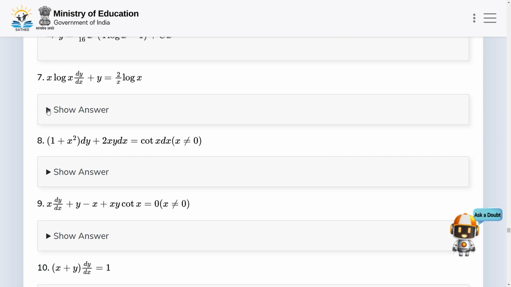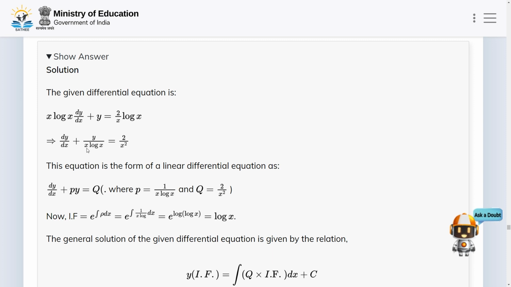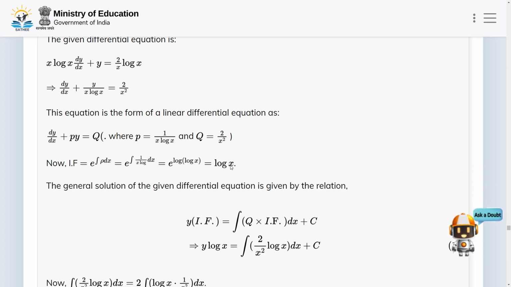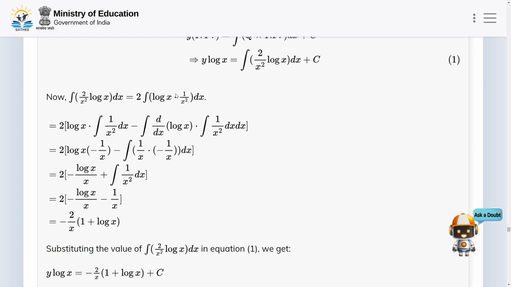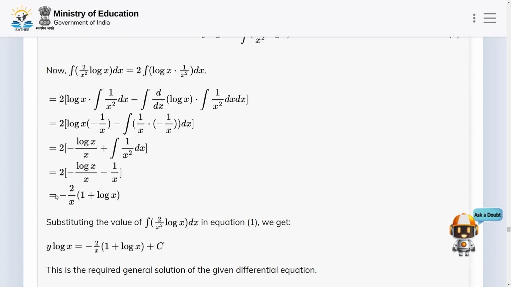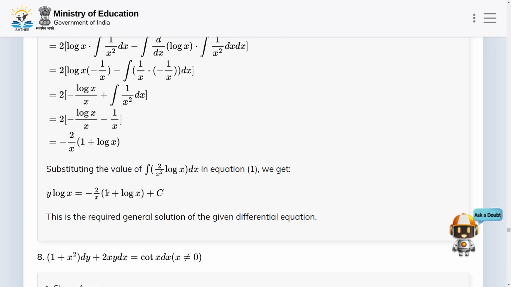Now seventh problem. So first of all, try to make it the general form. So general form will be dy by dx plus y divided by x log x is equal to 2 by x square. So p is equal to 1 by x log x, q will be 2 divided by x square. This means integrating factor will be just log x. Apply this formula. You will have y log x is equal to integration of 2 divided by x square log x dx plus some constant. So now we are going to use the by parts method. After using by parts, the integration for this will be minus 2 by x times (1 plus log x). Substitute this. You will get your general solution: y log x is equal to minus 2 by x times (1 plus log x) plus some constant.